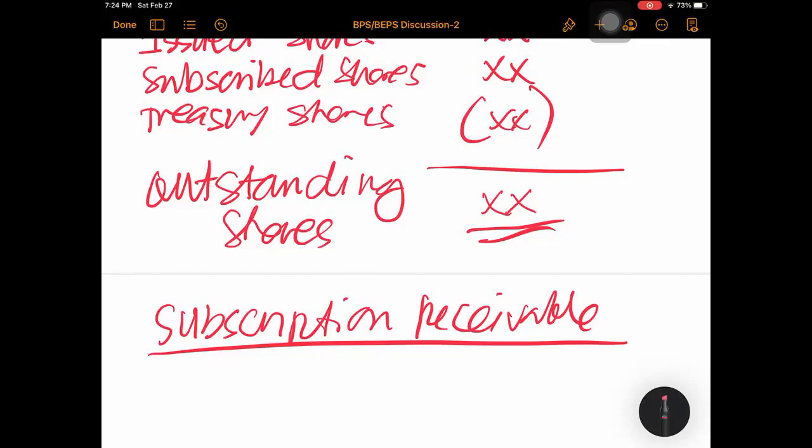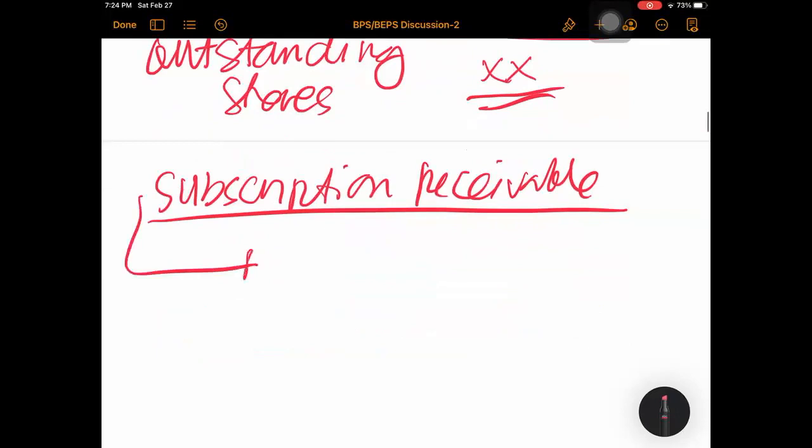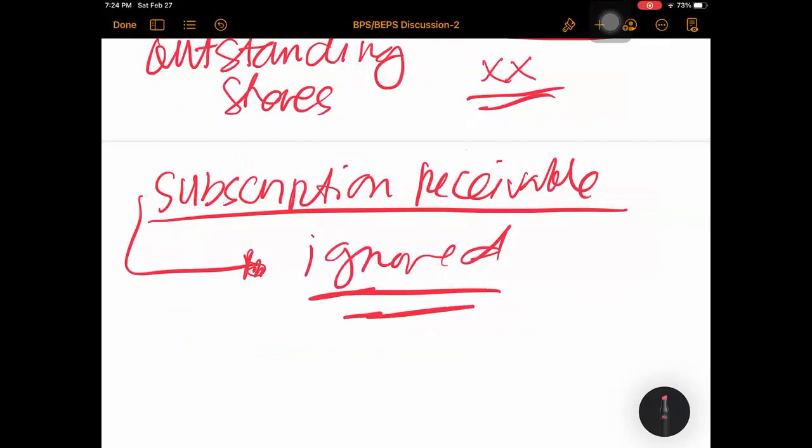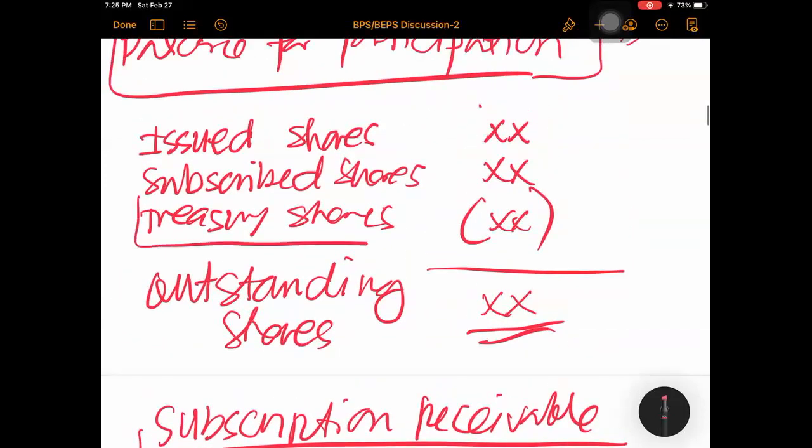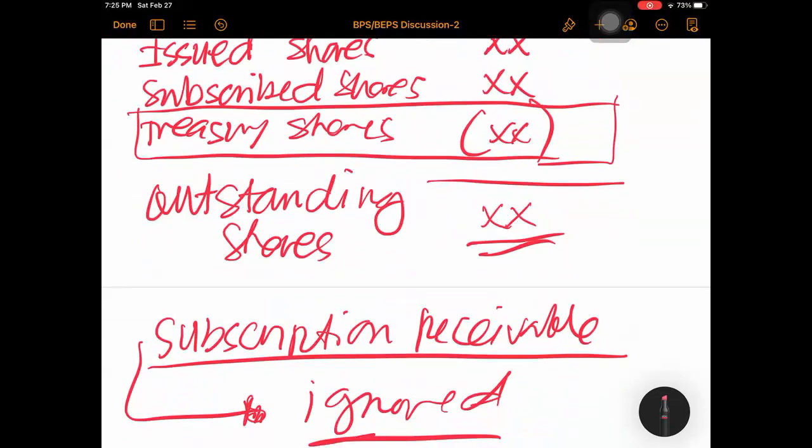But in computing the book value per share, unsay treatment nato kang subscription receivable? Especially in computing the outstanding shares. Okay, the subscription receivable is ignored in computing the outstanding shares. So again, subscription receivable is ignored in computing the outstanding shares. How about the treasury share? Yes, we deduct the treasury share in computing the outstanding share balance. Unsay treatment nato ani? Unsay assumption nato dire in computing the book value per share?